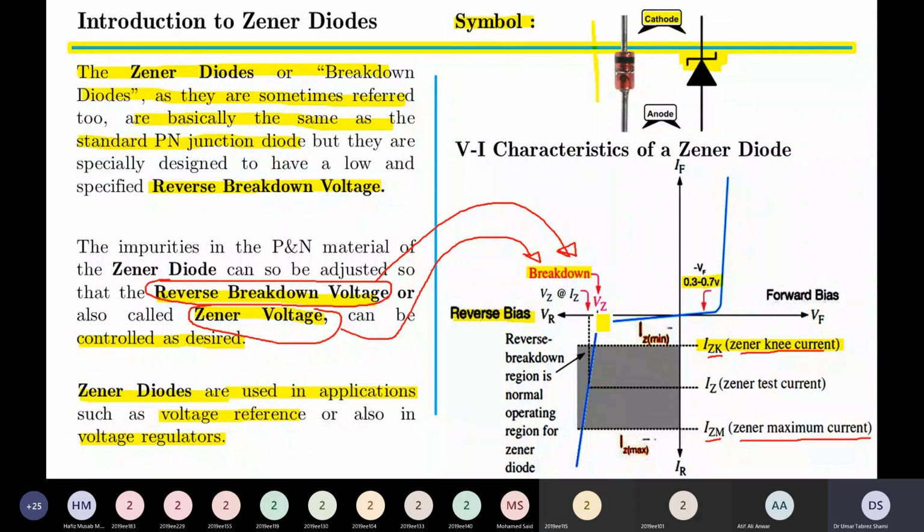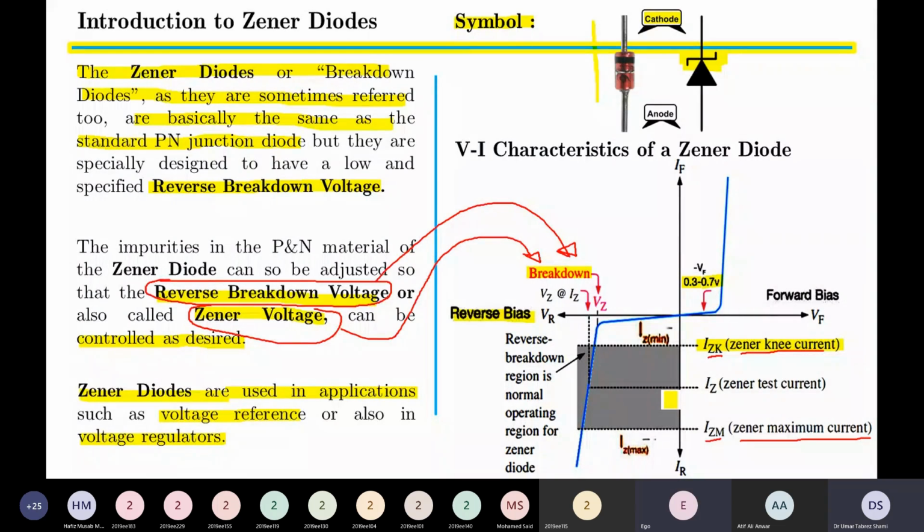In this graph, IZK represents the knee current, IZM represents the maximum current that the Zener diode can allow, whereas IZ, the Zener test current, only represents our load current. It is the current which our Zener diode will be consuming at a certain time. And this shaded region represents the reverse breakdown region. It is important that we work the Zener diode within this region. It is important to keep the Zener diode inside this region. Otherwise, we will get unexpected results.